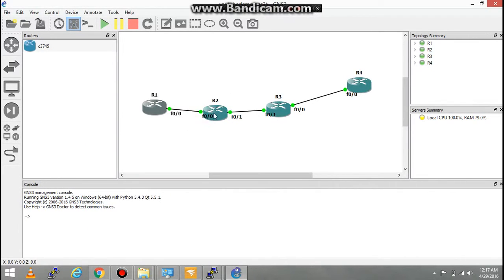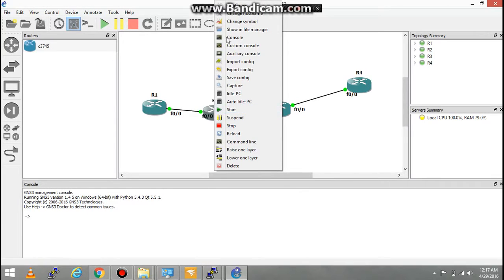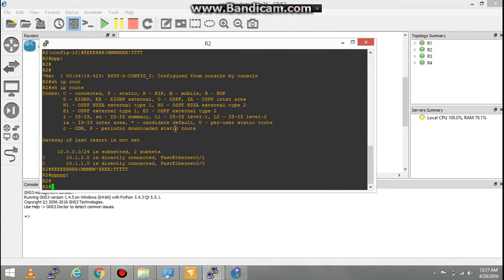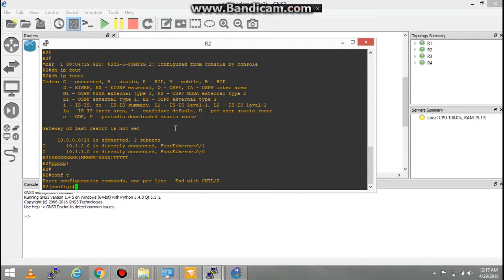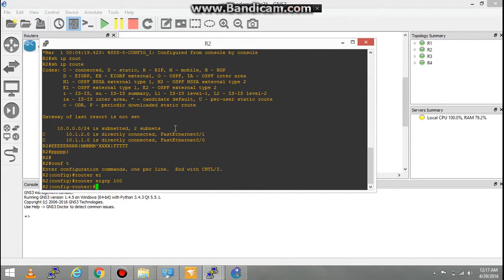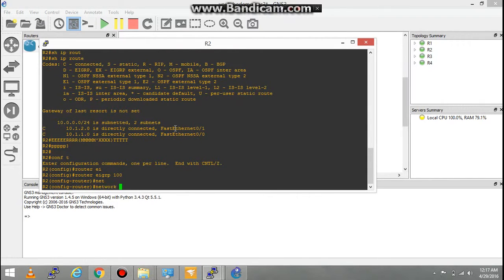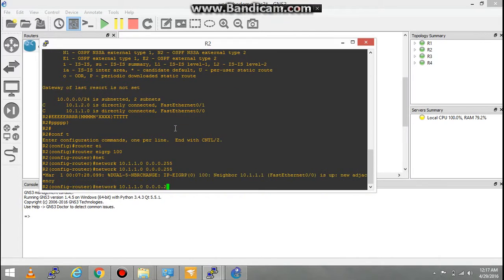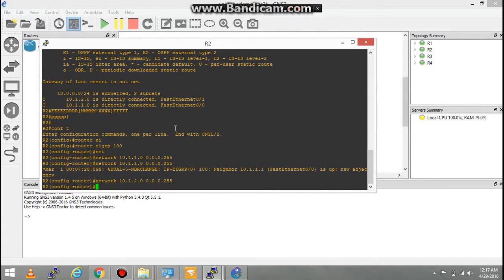Since 10.1.1.1 also comes under 0 up till 255, this network will be advertised by this router. Okay, I'm going to do the configurations on R2, R3 and R4 in a similar manner. Use the same autonomous system number, that's mandatory, and use the command network 10.1.1.0 0.0.0.255. And since there's also another network of 10.1.2.0, you use this as well.